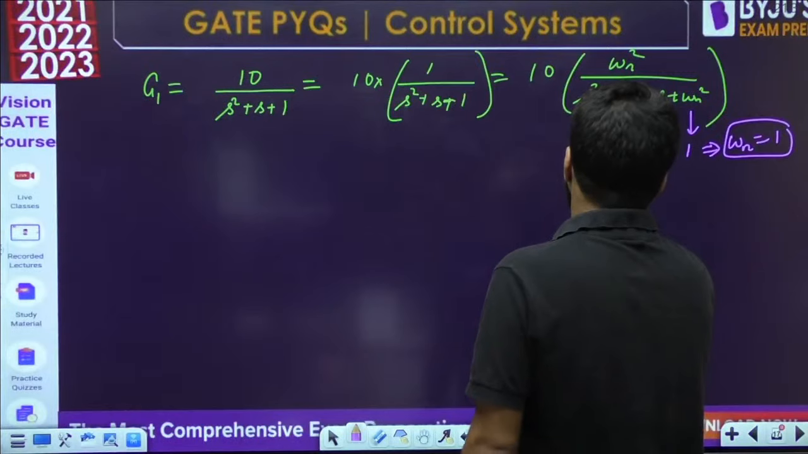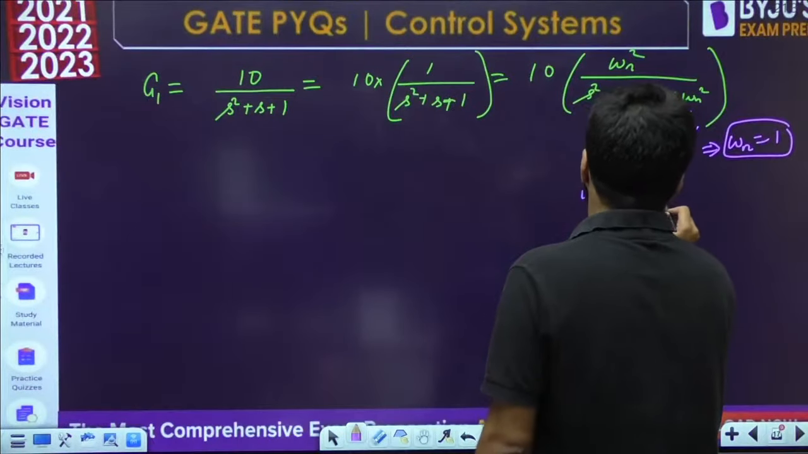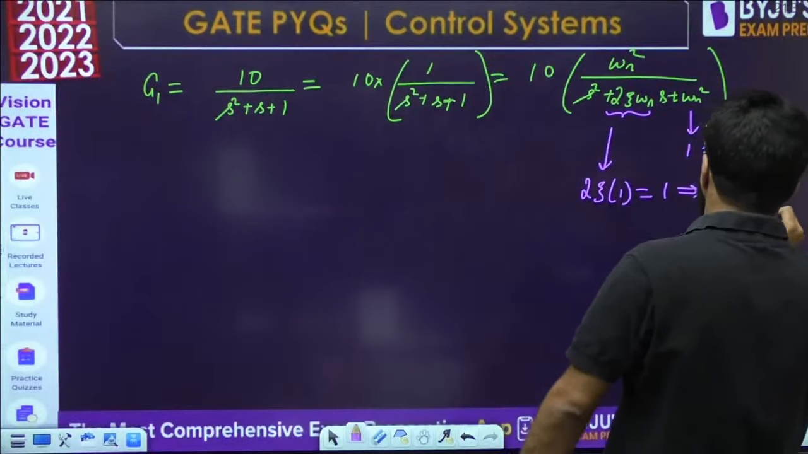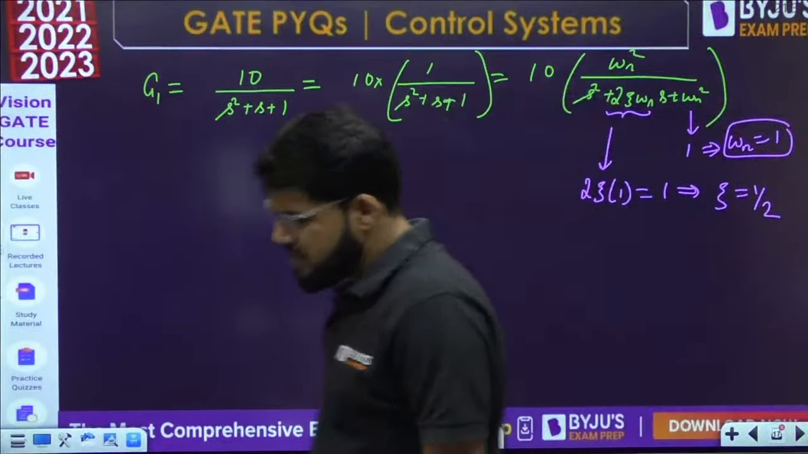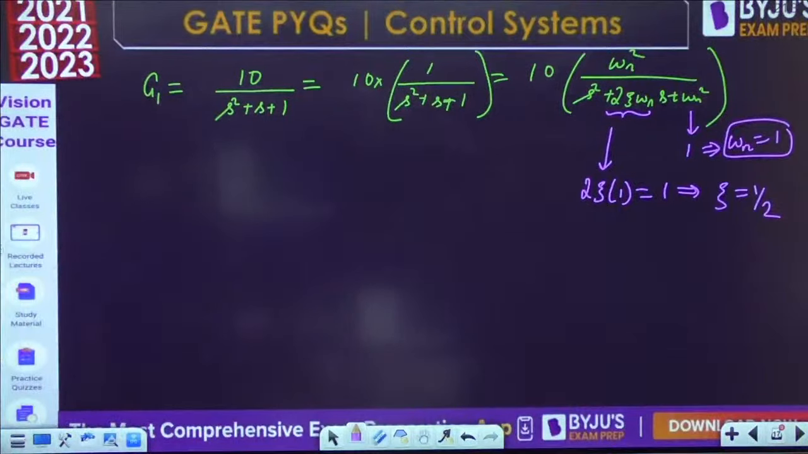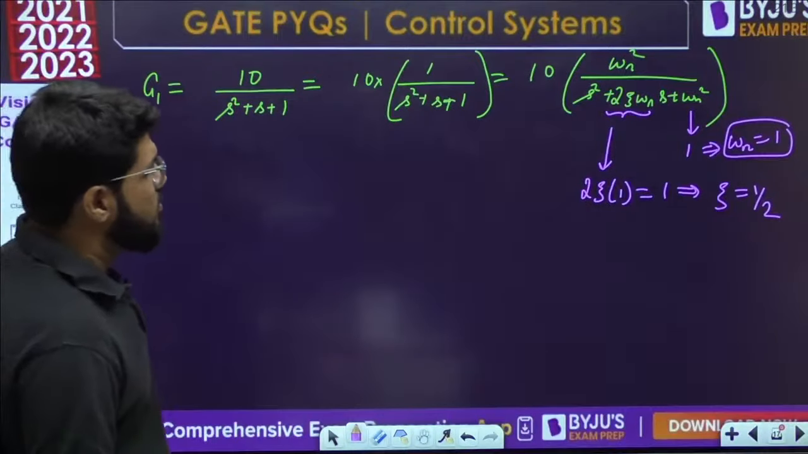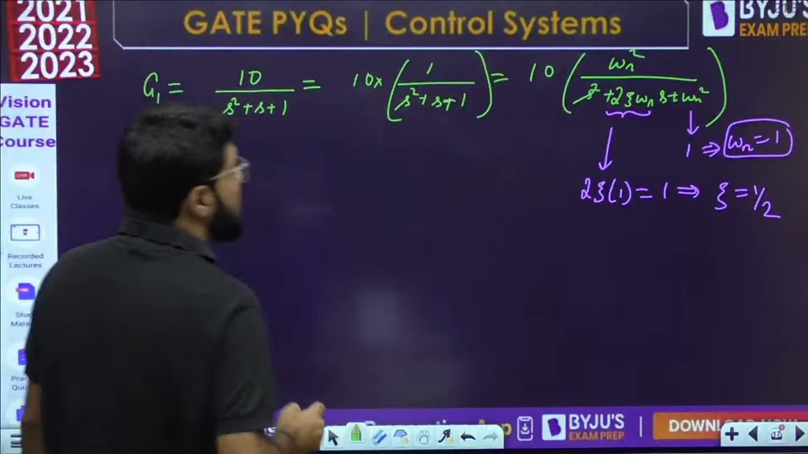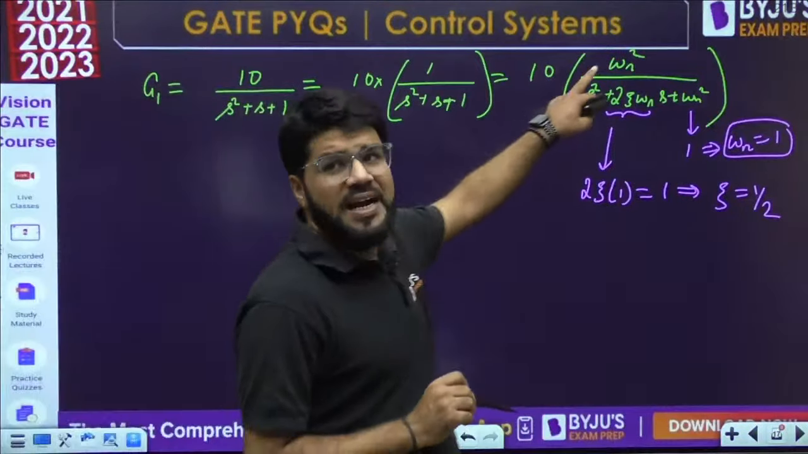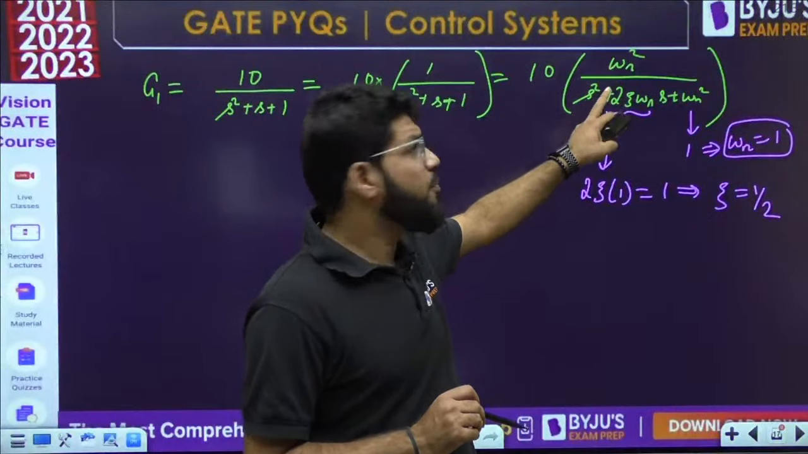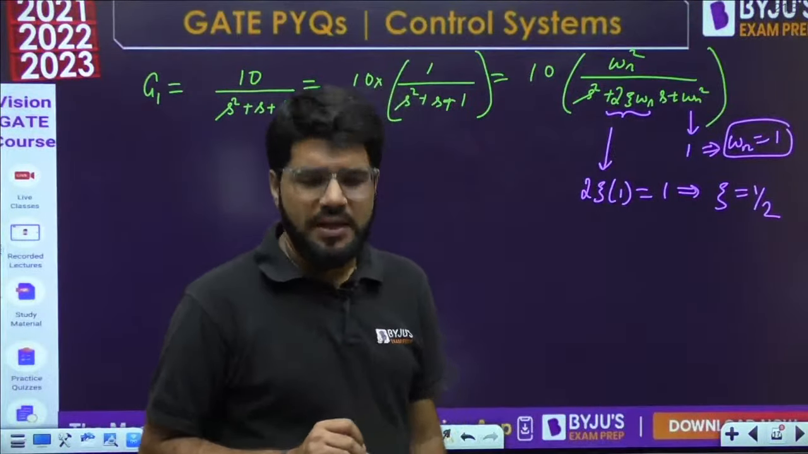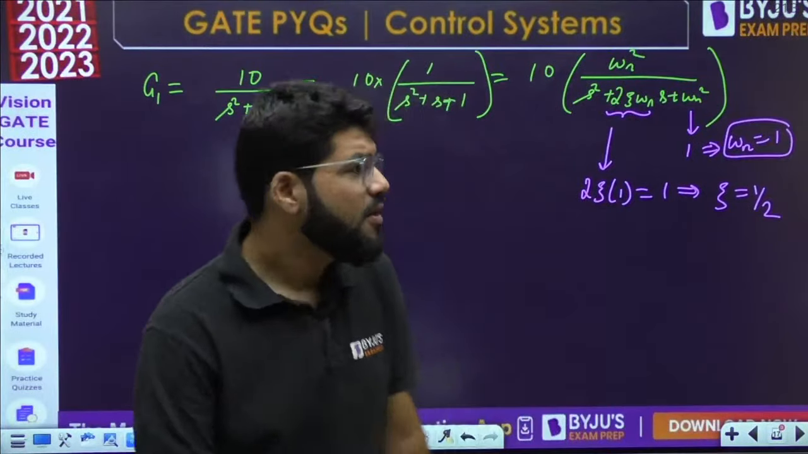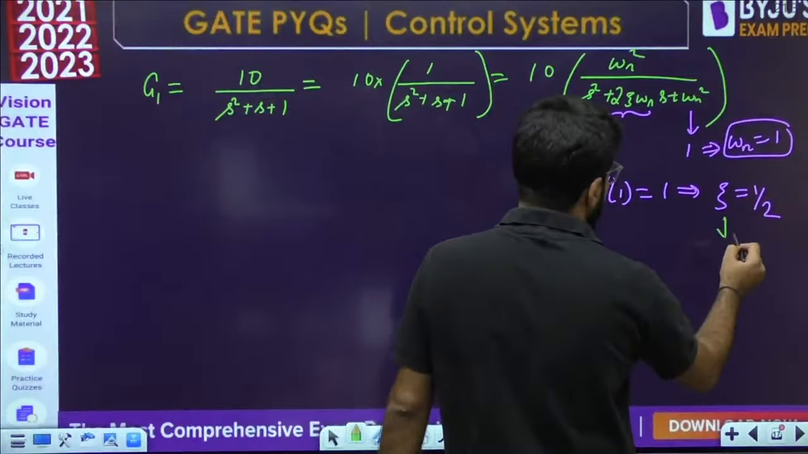Now 2 zeta omega n: 2 into zeta into omega n, which is already 1, corresponds to 1 here. So zeta should be 1 by 2. Okay. Now, for the second system. If it is the standard second order transfer function, omega n square upon s square plus 2 zeta omega n s plus omega n square, the steady state value of it is 1 under underdamped condition. Okay, because it is underdamped condition.